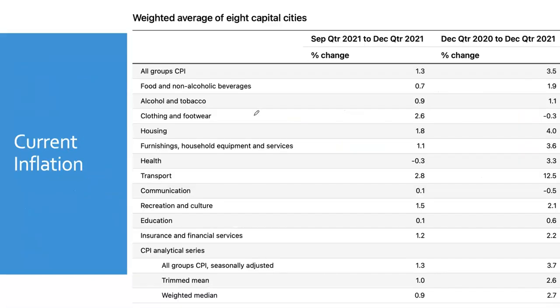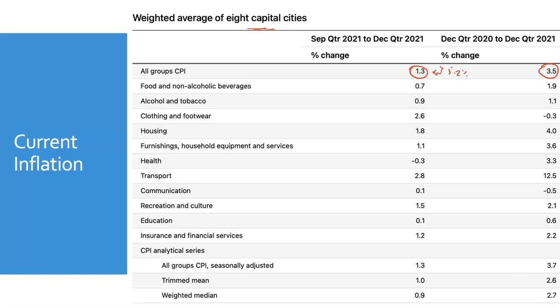So if we look at the data of our CPI of our 8 capital cities, you can actually see from the December quarter, we had a 1.3% inflation rate. Now, if we times that by 4 to get our annualized rate for that, that's quite large. That'll be 5.2%. And the price rises from December 2020 to December 2021 has been 3.5%, which is quite large.